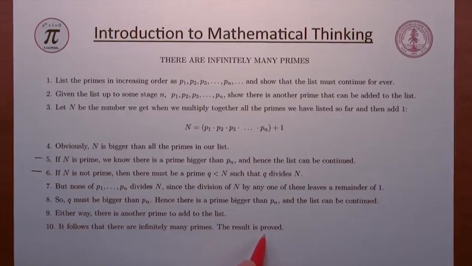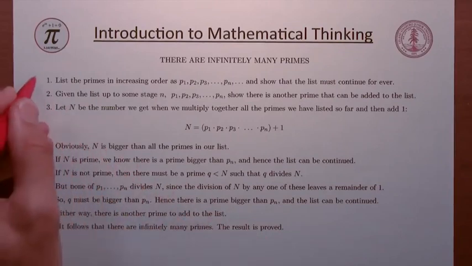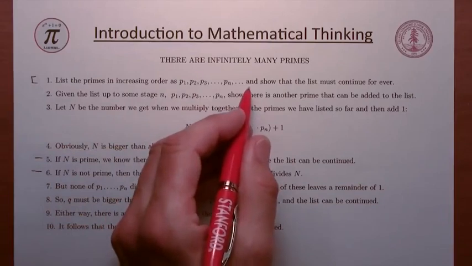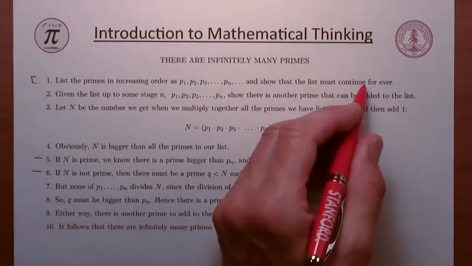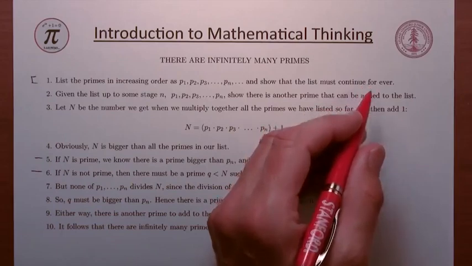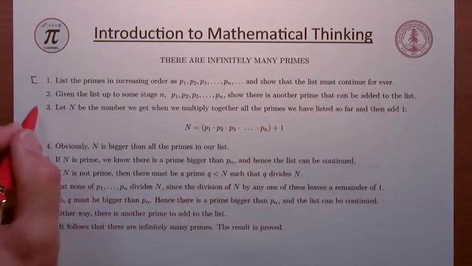There are two creative ideas in this proof. The first one is here, to show that if we list the primes in increasing order as p1, p2, etc., then the list can be continued forever. So the first creative idea is to think about listing the primes and showing that the list can always be continued. The second creative idea was this one.